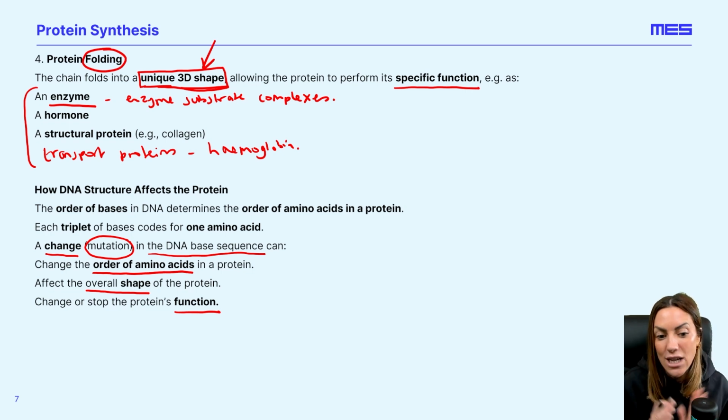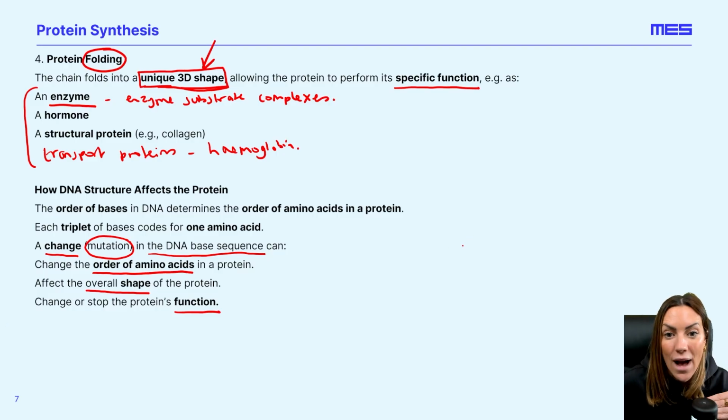But some mutations could lead to a change in the order of amino acids, a change in the folding of the protein, a change in the shape of the protein, potentially meaning that the protein is non-functional. Okay? So just bear that in mind. It doesn't always lead to a non-functional protein. It might have no effect on the protein.